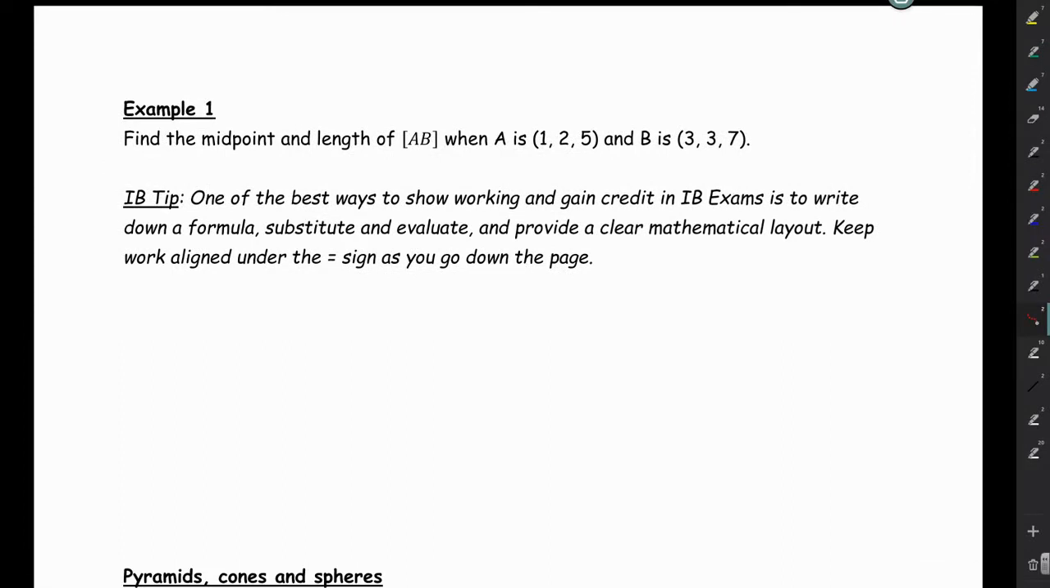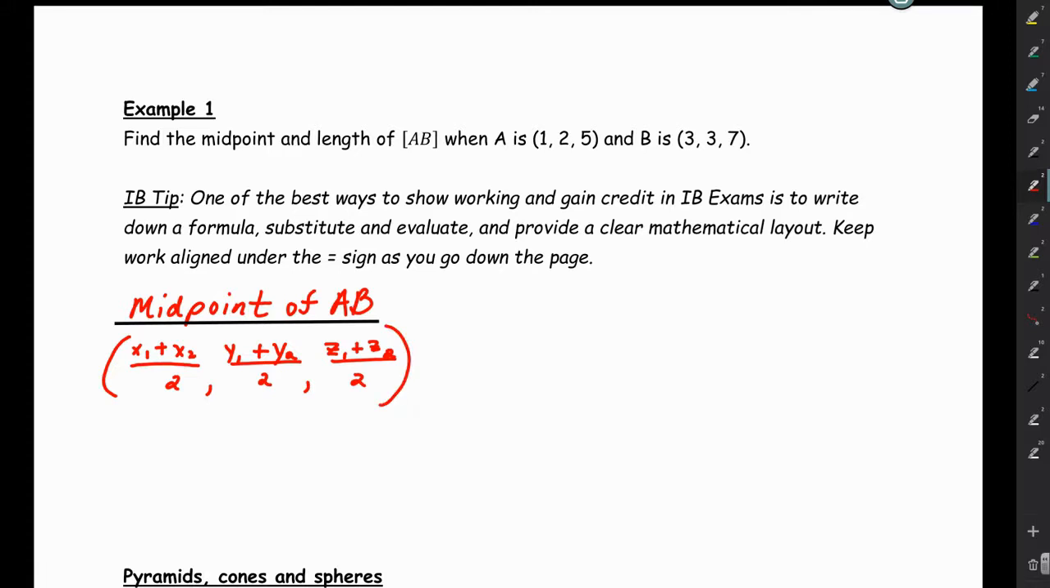So example 1, I'm asking you to find the midpoint and the length of AB. And I have an IB tip here. One of the best ways to show working and gain credit in IB exams is to write down the formula, substitute, and evaluate, and provide a clear mathematical layout. Keep your work aligned under the equal sign as you go down the page. All right, so we're going to find the midpoint first, and so we're going to write out the formula for the midpoint.